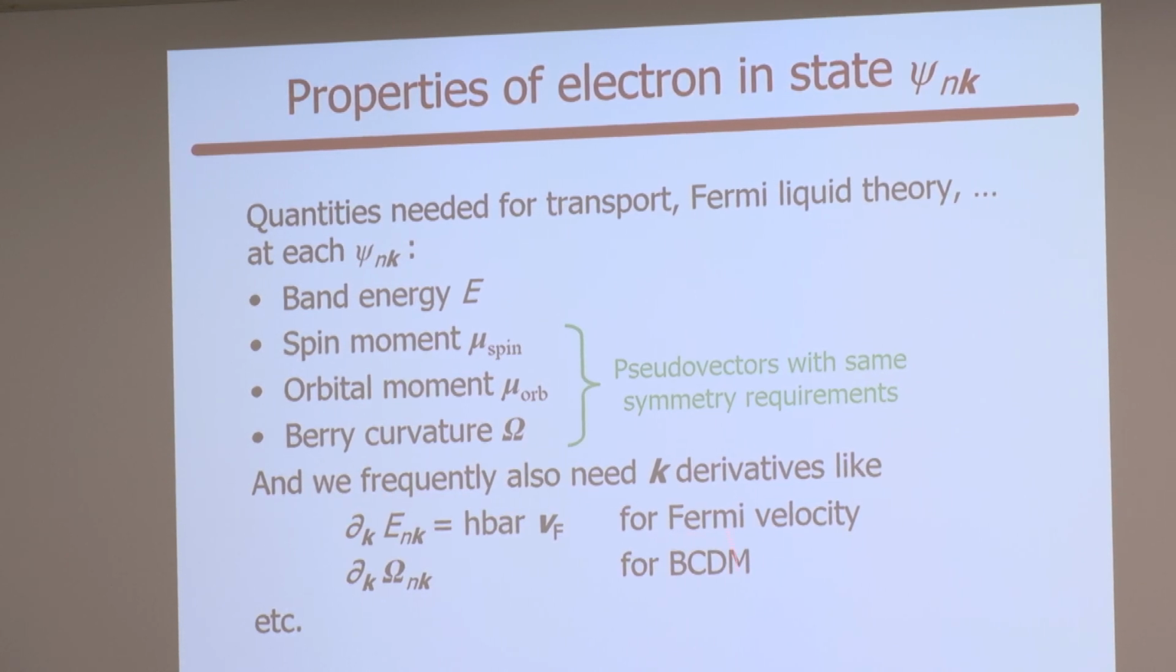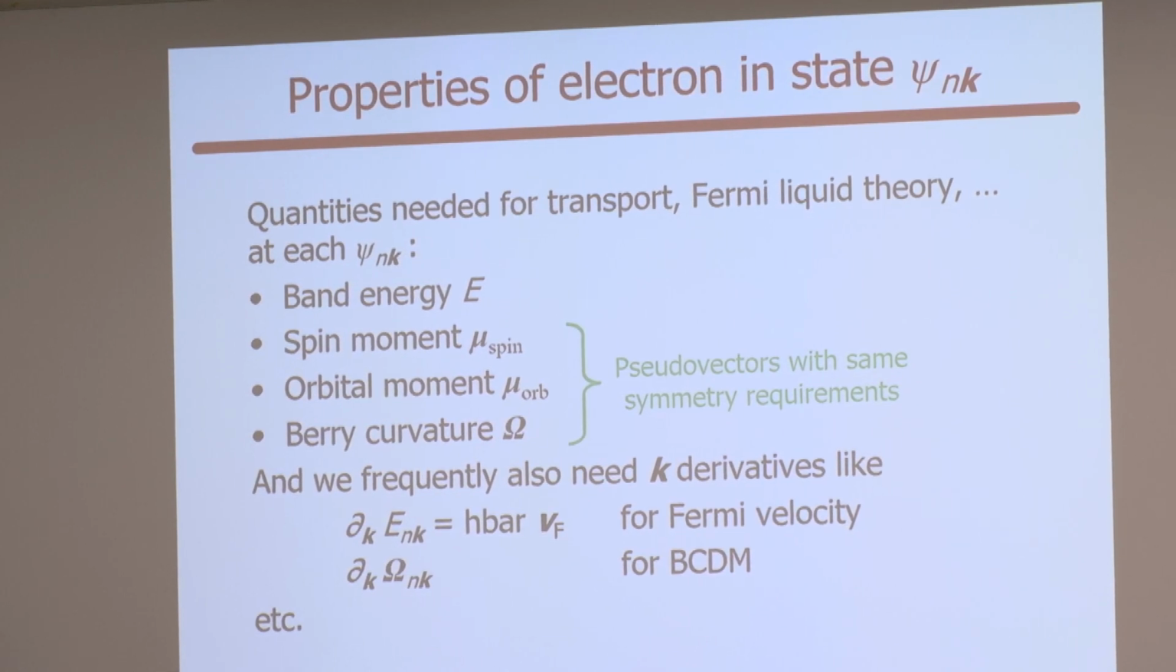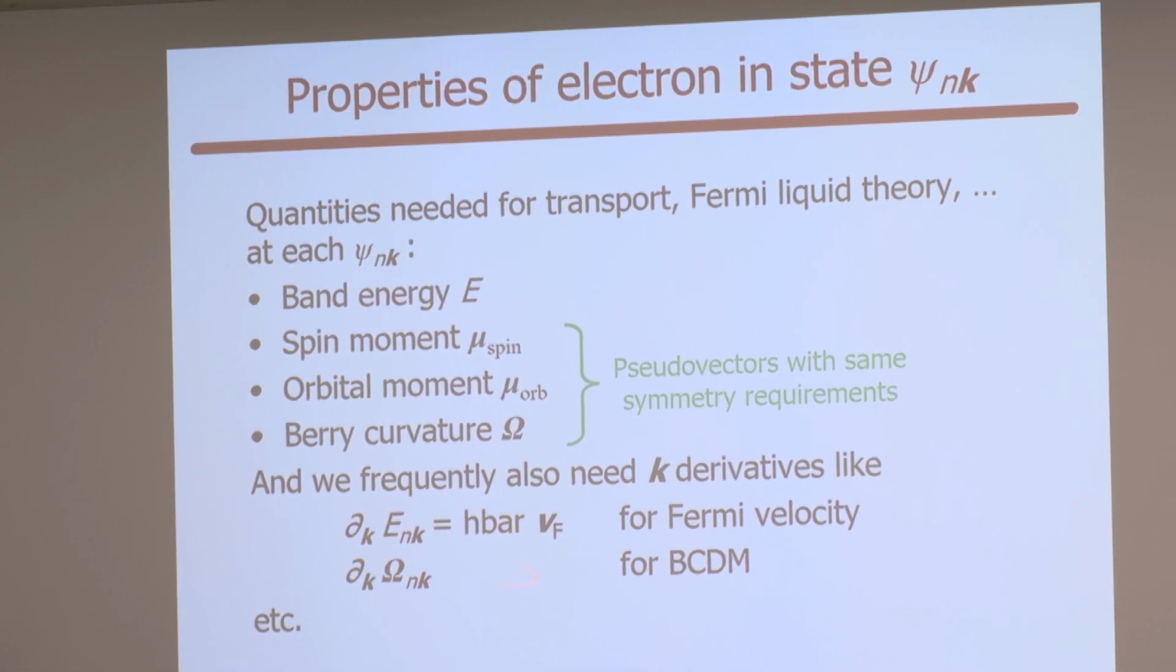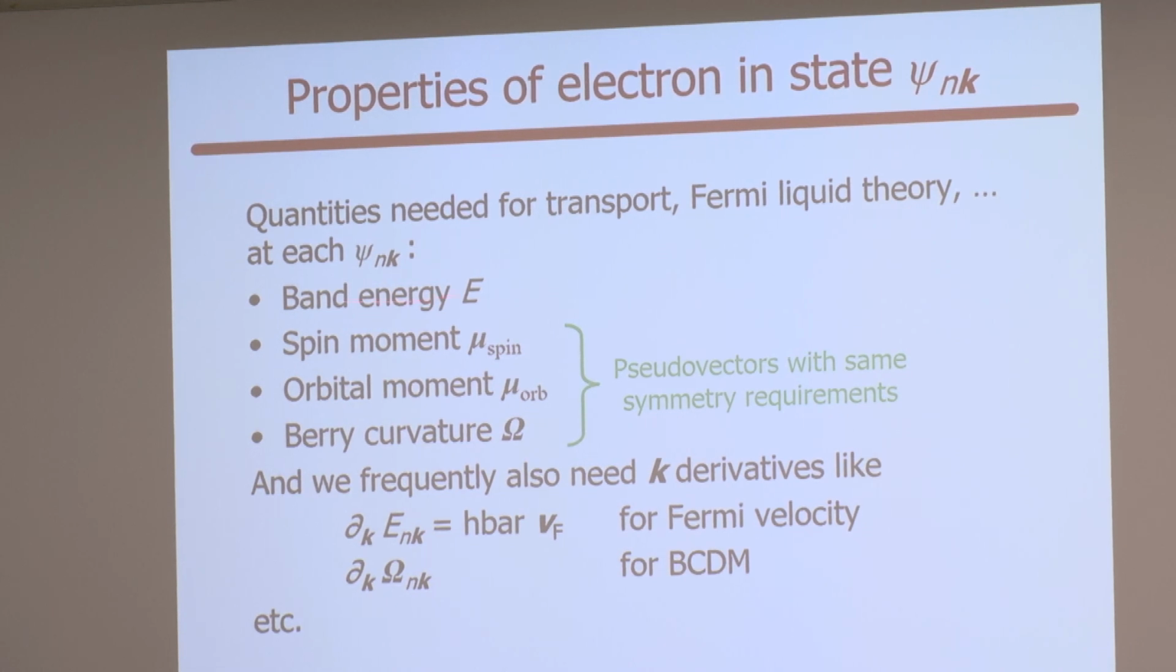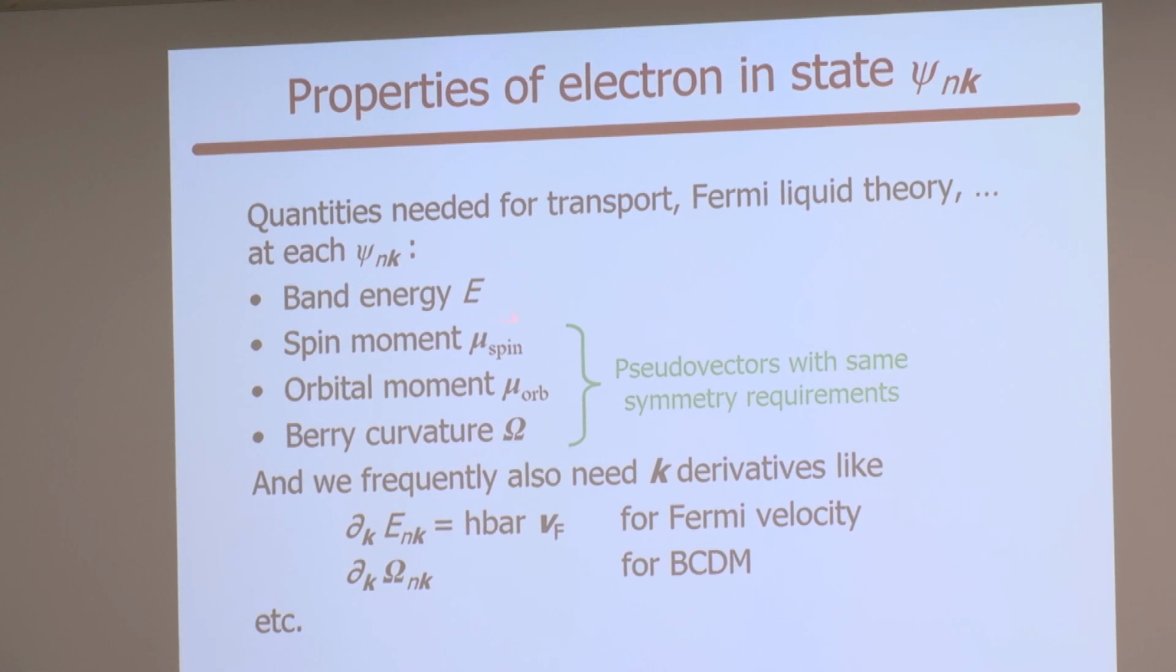So, for example, of course, the wave vector derivative of the energy is the group velocity. You need that. And for the Berry curvature dipole moment, for the nonlinear Hall effect, you need a derivative of the Berry curvature, depending upon how you write it, and so on. So I want to be a proponent of thinking about the most general Fermi liquid theory. You're given not just the band energy E, but you also need this other information about electrons at the Fermi energy, or in general at different points in the Brillouin zone.